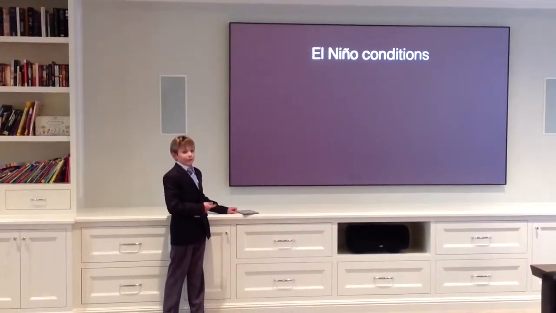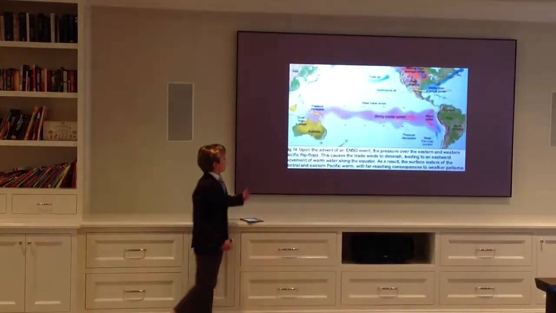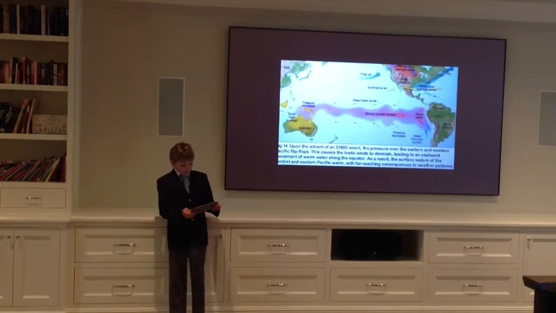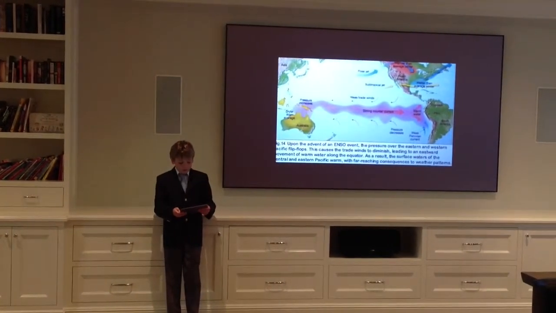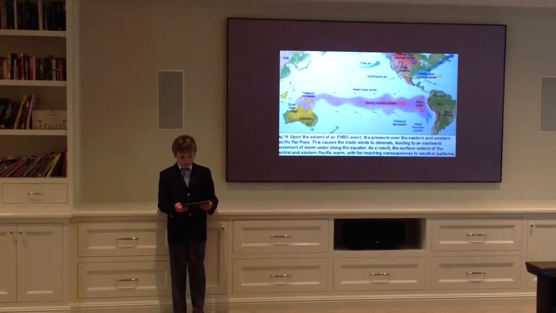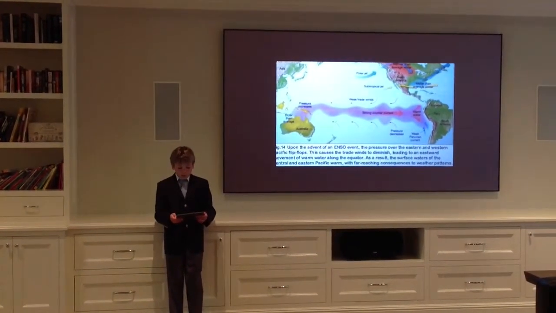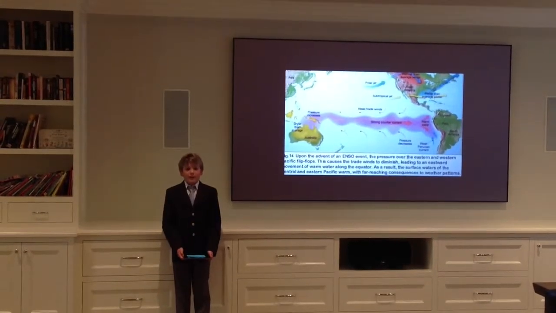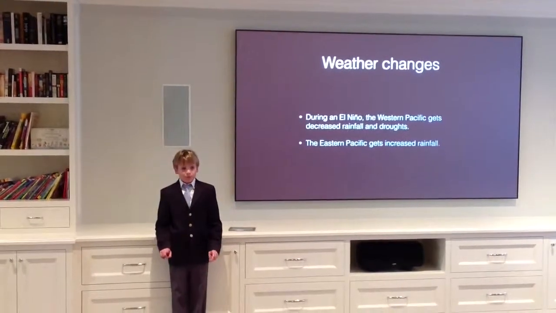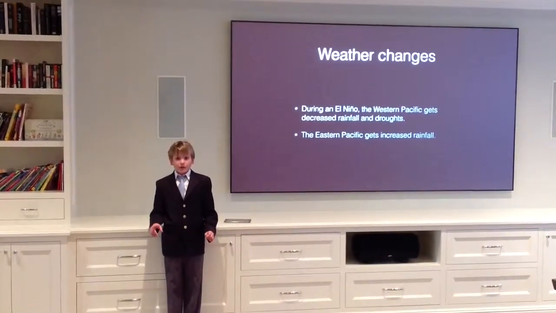So here are some of the El Nino conditions. Upon the advent of an ENSO event, the pressure over the eastern and western Pacific flip-flops. This causes the trade winds to diminish, leading to an eastward movement of warm water along the equator. As a result, the surface waters of the central and eastern Pacific warm, with far-reaching consequences to weather patterns. During an El Nino, the western Pacific gets decreased rainfall and droughts, whereas the eastern Pacific gets increased rainfall and has higher chances of flooding.